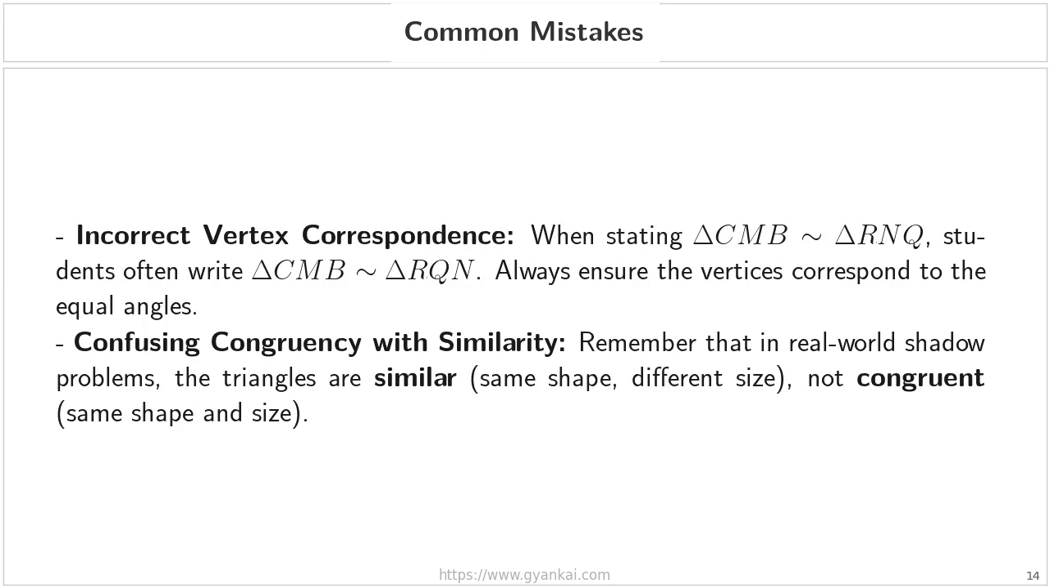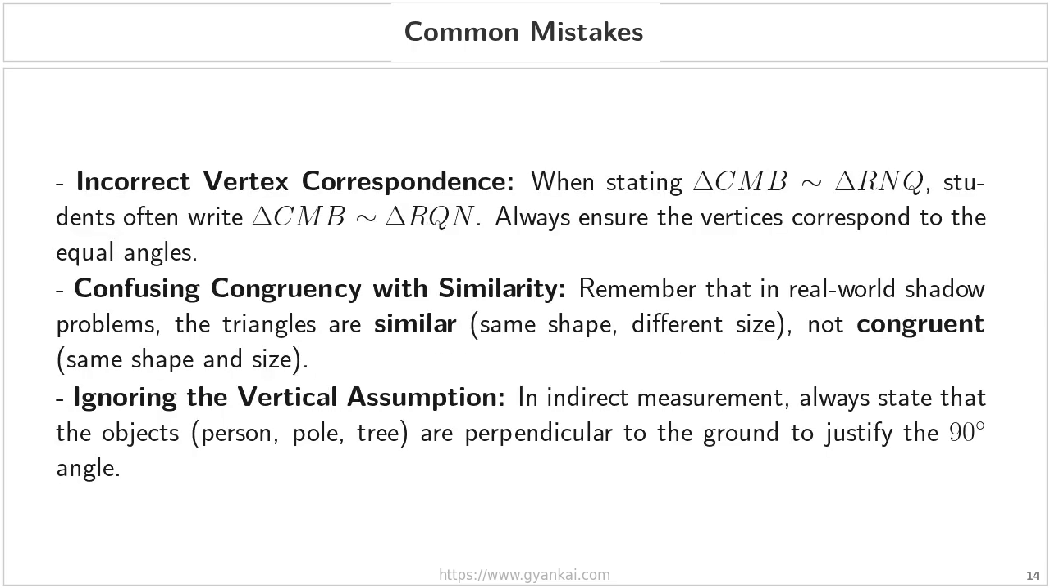Second, be careful not to confuse congruency with similarity. In our discussion on indirect measurement and shadows, the triangles we created are not the same size. One is the person and the other is the lamp post. Therefore, they are similar, meaning they have the same shape, but they are definitely not congruent, which would imply they are identical in both shape and size.